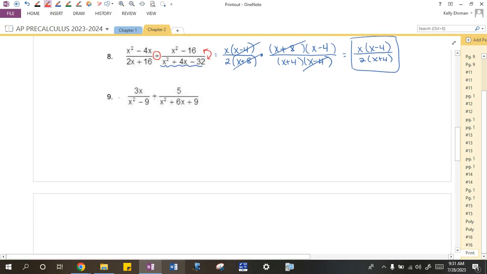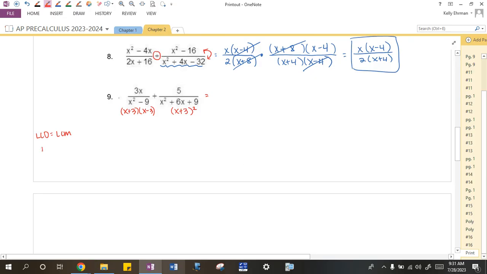Okay, we are adding for number 9, so we need a common denominator. So I'm just going to factor below these just to look at what I have. So one denominator has x plus 3, x minus 3. And then the other denominator is x plus 3 times itself, or x plus 3 squared. So remember, the least common denominator is really the least common multiple.